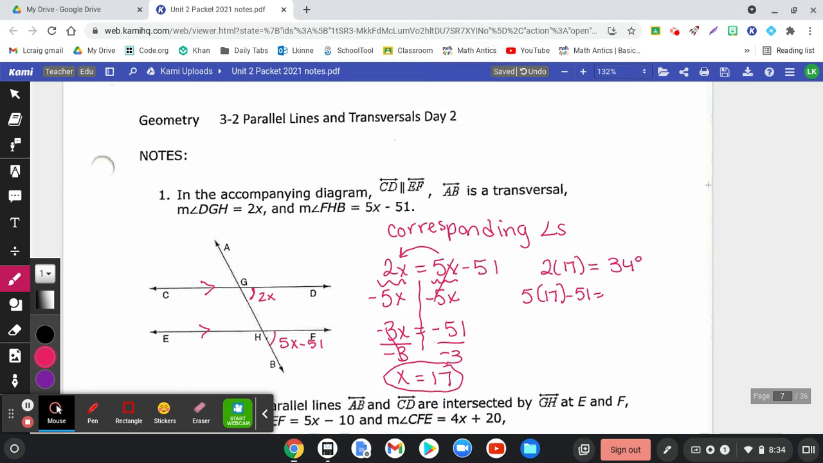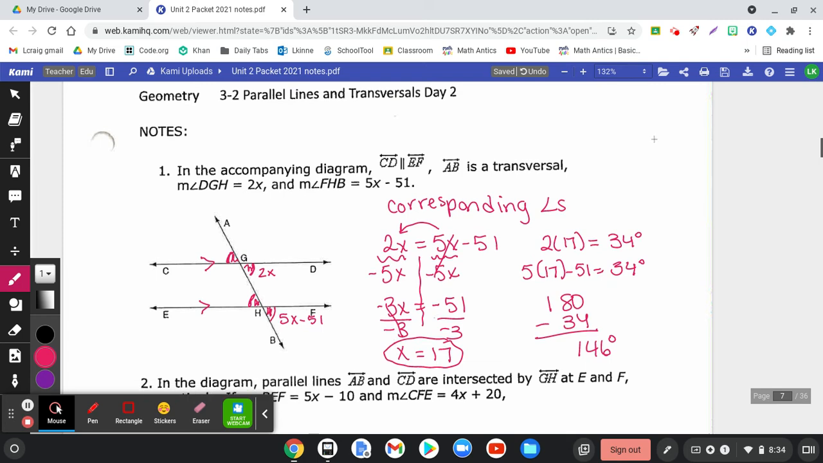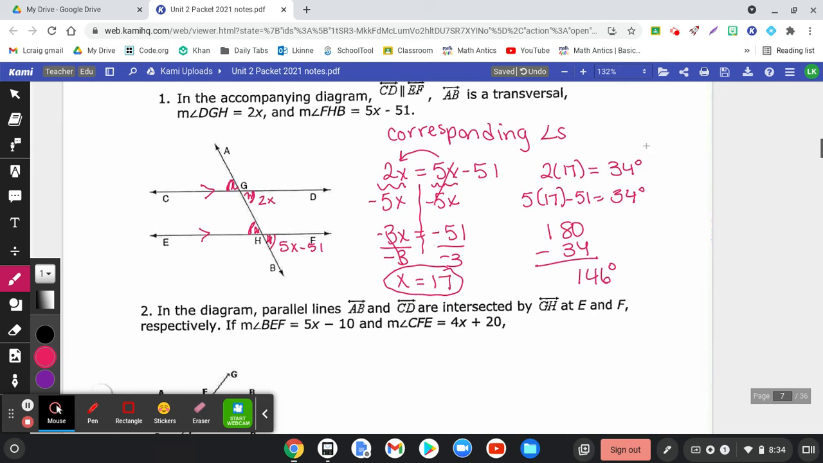34. All right, so all of the acute angles that you see, so the 2x, this guy, this vertical angle to it, and then these, all four of those angles are 34. And if we wanted to find the other one, you just do 180 minus 34, because again, there's only two size angles in the whole picture. If it's an obtuse angle, it's 146. If it's an acute angle, it is 34.